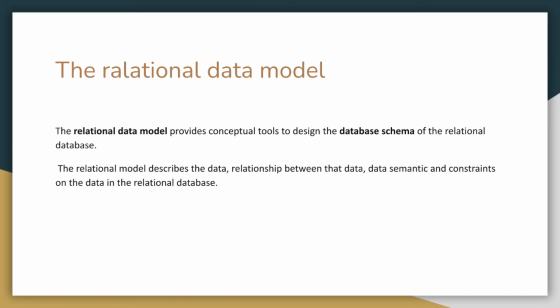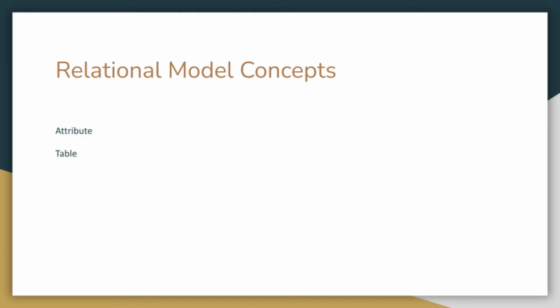Relational model concepts include attribute, which is basically a column. For example, a student entity may have name, class, and age as attributes. Table, which is also a relation. A table has two properties, rows and columns. Rows represent records and columns represent attributes. Tuple, a tuple is one record.